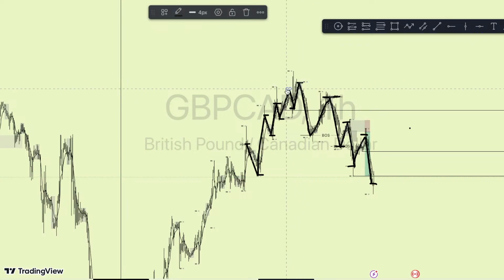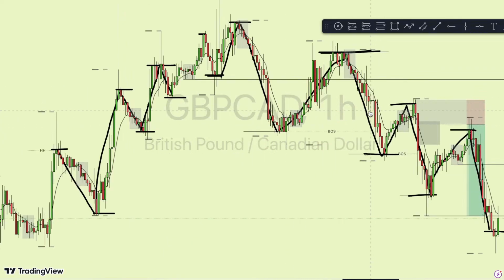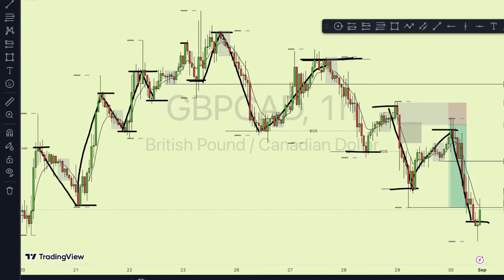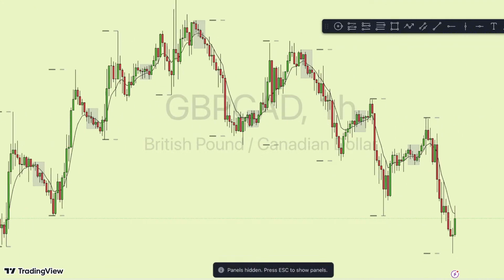Okay. So now that we've identified that the market has shifted, when we look at the market, we're like, okay, we're looking for sells. So let's go look for some sells. I need to get rid of all this. Let me make it easier for myself and remove all drawings. Okay.